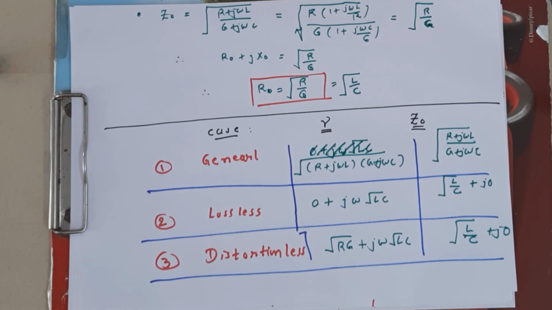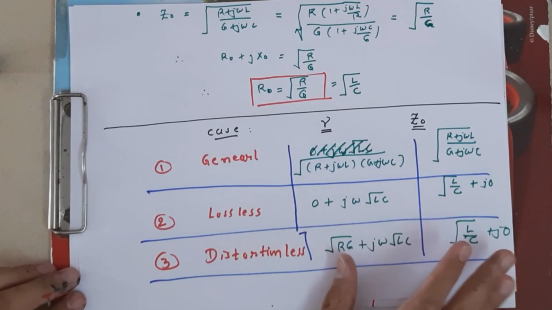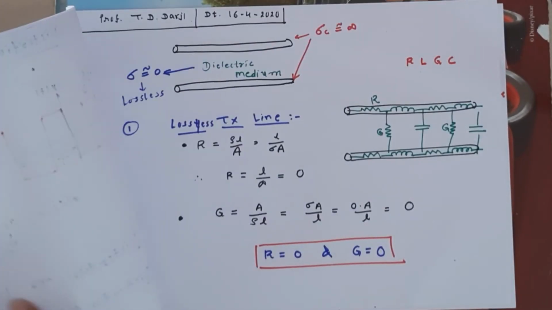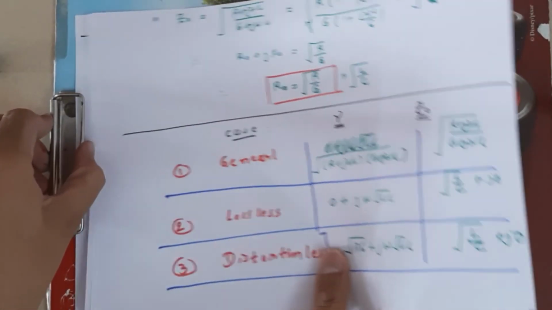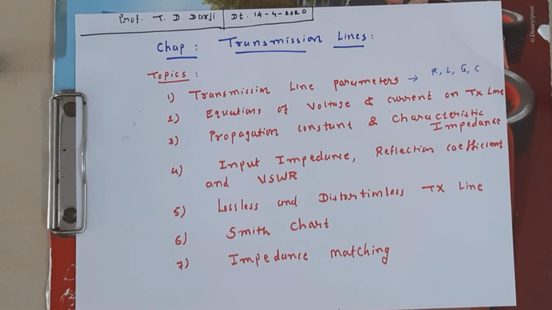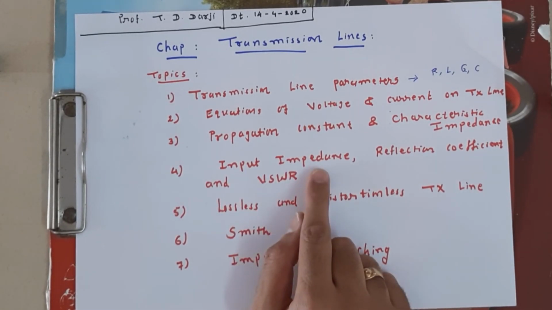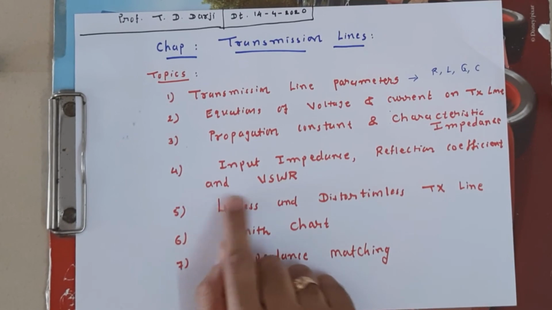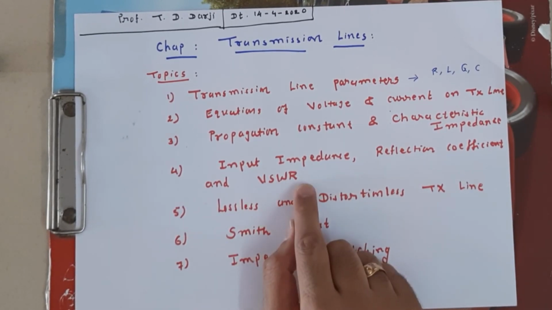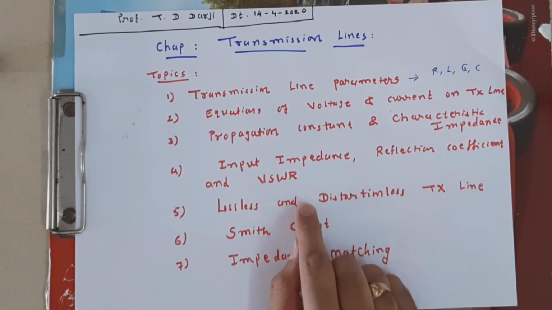Okay, so this one is a simple idea regarding the lossless line and the distortionless line. In the next lecture we will discuss input impedance, reflection coefficient, and VSWR, voltage standing wave ratio, of the transmission line. Thank you.